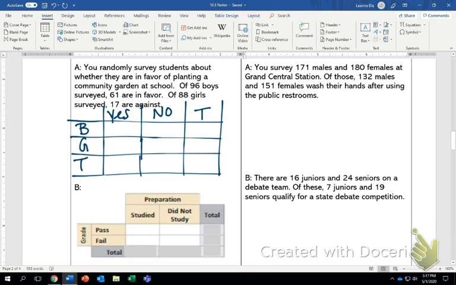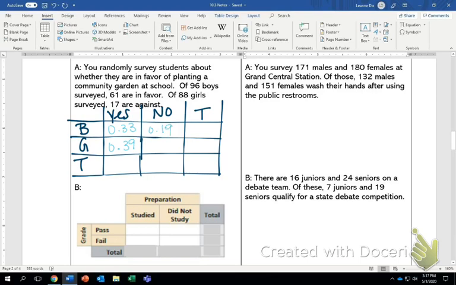So in this table, we had a total of 184 people that we asked. So I'm going to only take my joint frequency numbers and divide that by my total. So 61 divided by 184 is going to be approximately 0.33. Again, round to 2 decimal places. 71 divided by 184 is equal to 0.39. 35 divided by 184 is going to be 0.19.